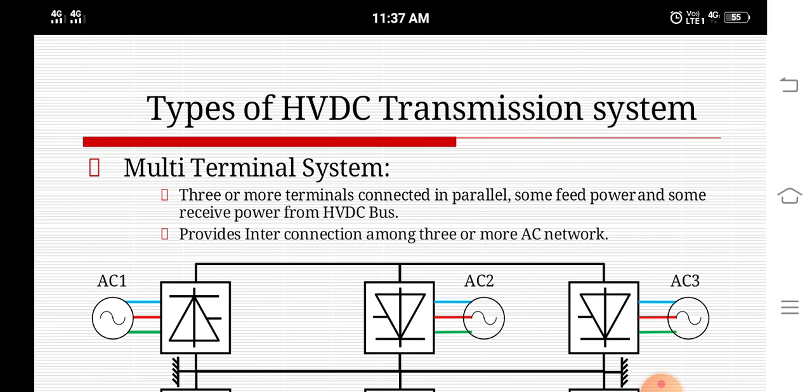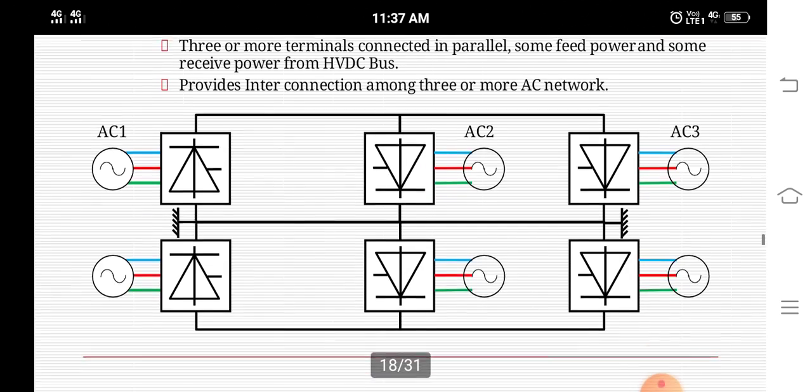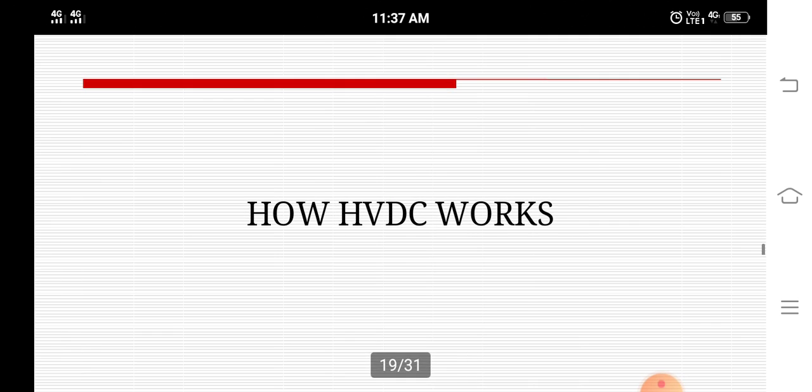Then we have to look at the multi-terminal system. A multi-terminal system means three or more terminals connected in parallel. Some feed power and some receive power from the HVDC bus. It also provides interconnection among three or more AC networks. This is the picture of that multi-terminal system. Okay, thank you.